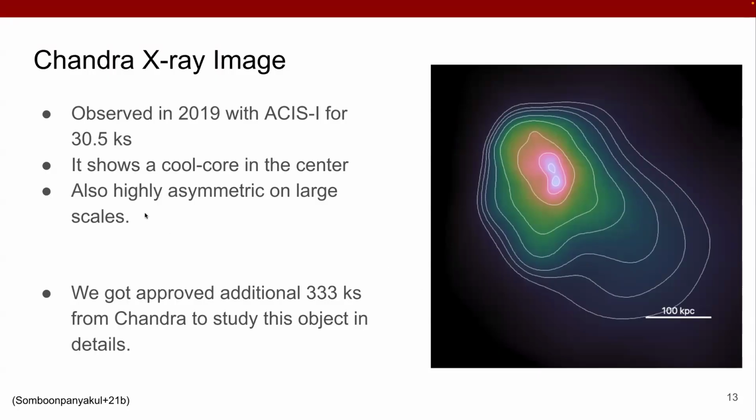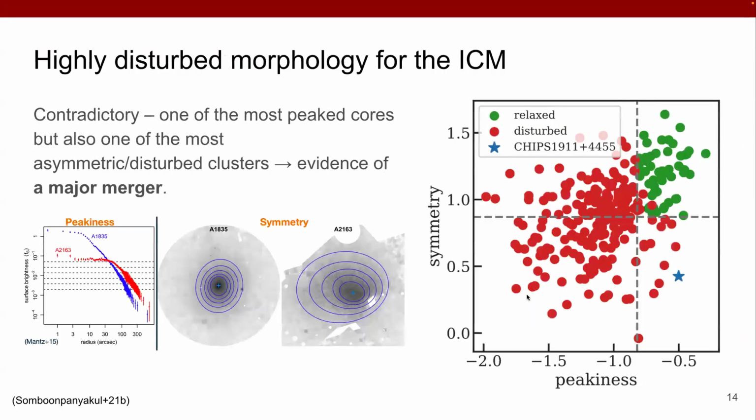And recently, this data is 30 kiloseconds of observation with Chandra, and yes, X-ray astronomy uses kiloseconds as a unit. But we got approved for 10 times that, 300 kiloseconds of Chandra data, to study this object, but that's still ongoing. Okay, so the first thing that we did after we got the X-ray data is try to get the morphology.